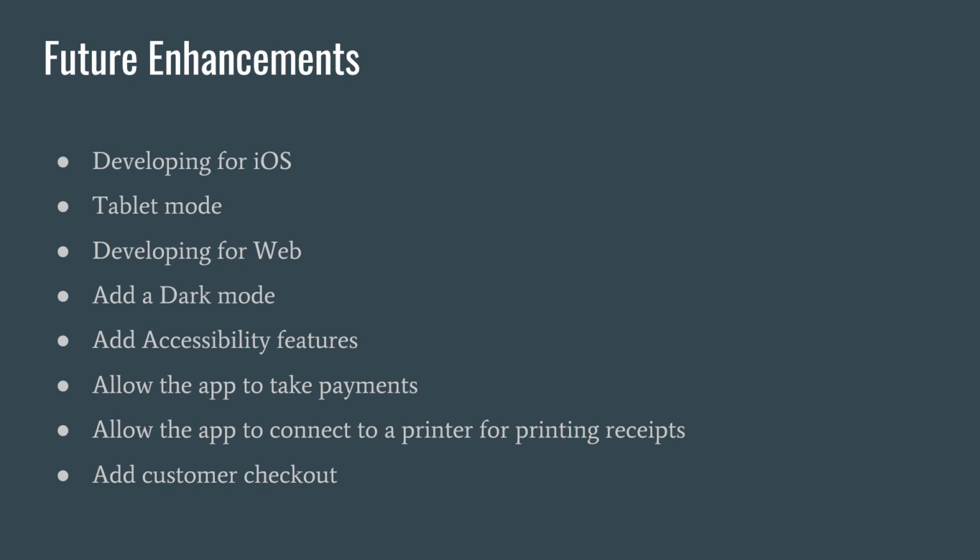For accessibility, we would have liked to add color themes, either for customization or for accommodation for our colorblind users. And also, we would like to give the user the ability to change the text font if they so wish. As for additional features, we would have liked to implement application payments, printer connection for receipts, and also non-server checkout for ordering.